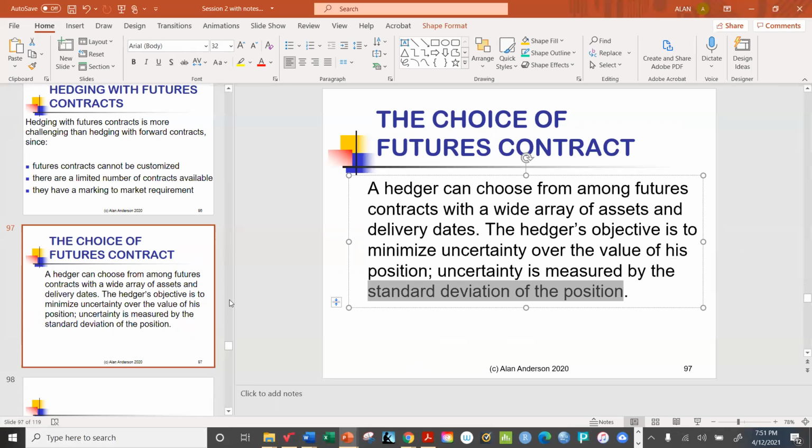Now, that standard deviation is guaranteed to be zero with a forward contract, but here it is not. So we have to make some difficult decisions when we decide on an optimal strategy for hedging our risk with a futures contract.